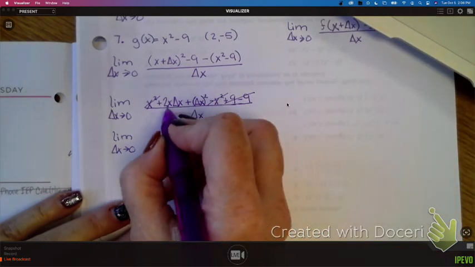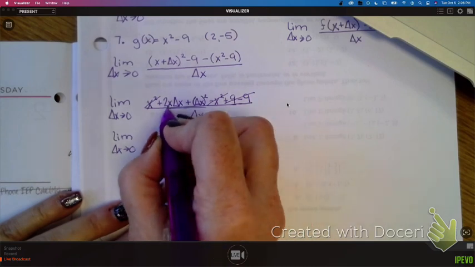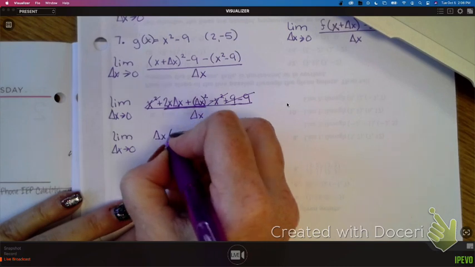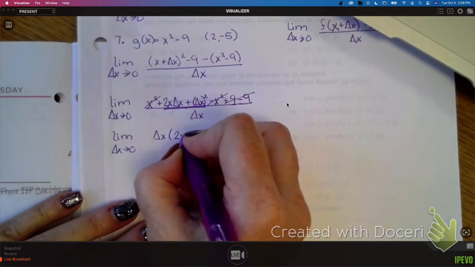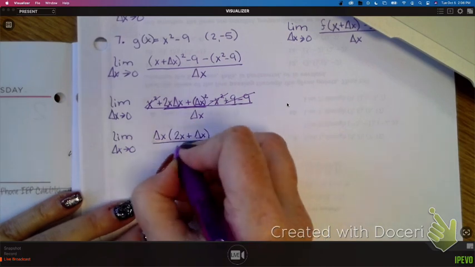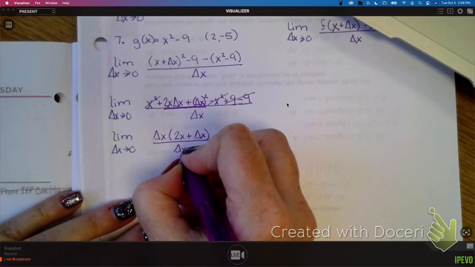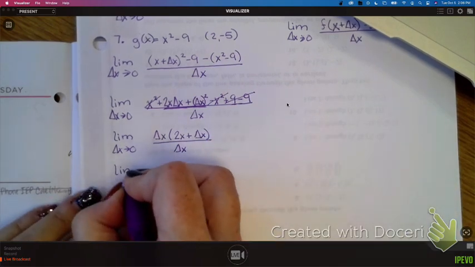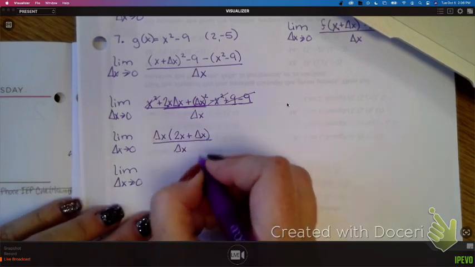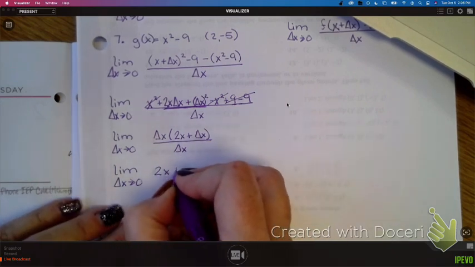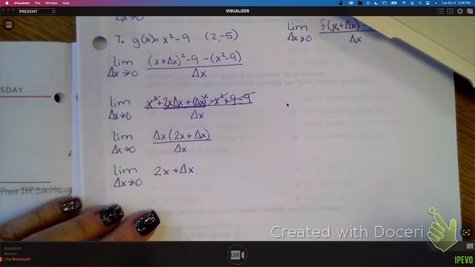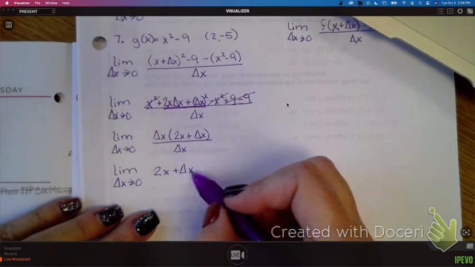Now, the two things I have left, what do they have in common? The change of x. So I can factor it out, yes? Mm-hmm. So then I'm left with 2x plus change of x, over change of x. Then we can get rid of those. So then I have the limit as change of x approaches 0 of 2x plus change of x. Well, the limit we're going to evaluate by direct substitution, yes? Yes. So if we plug in 0, we get what?